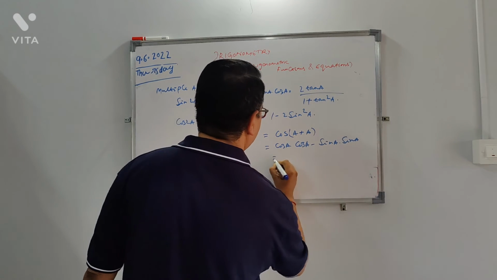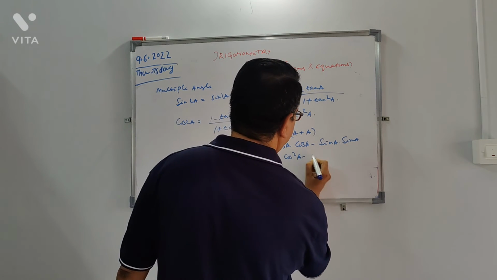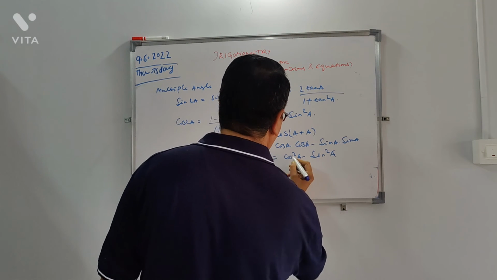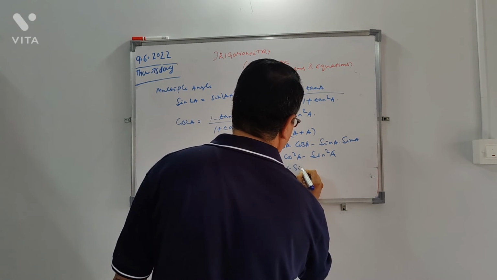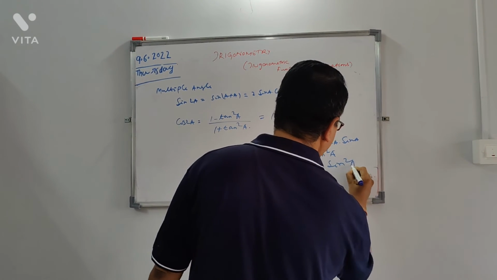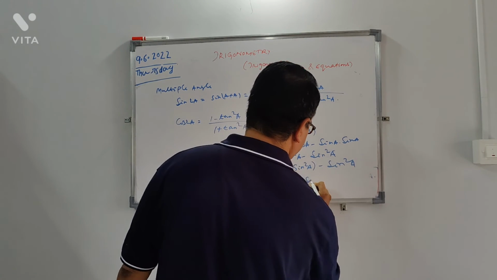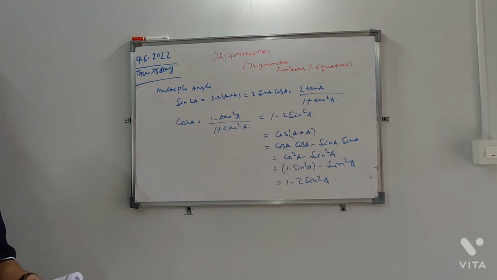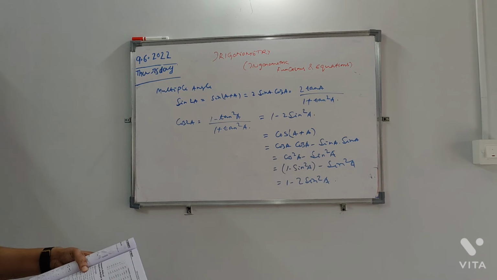So this becomes cos square a minus sin square a. If you want to write it in terms of sine, cos square is equal to 1 minus sin square a, minus sin square a. So this becomes 1 minus 2 sin square a. This is how you have to remember all these things.